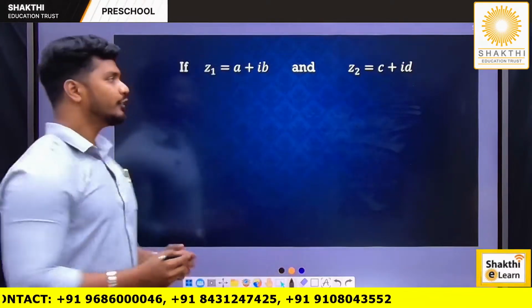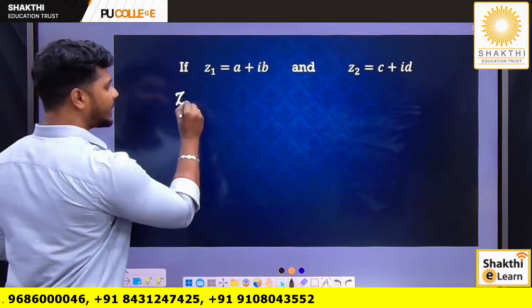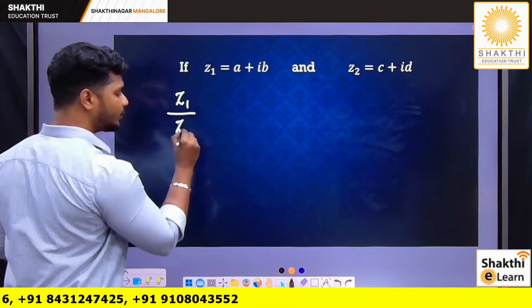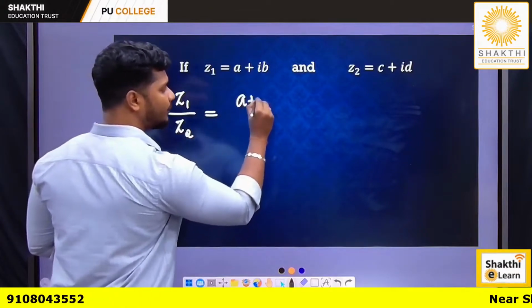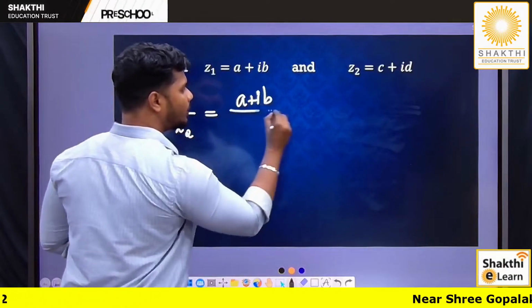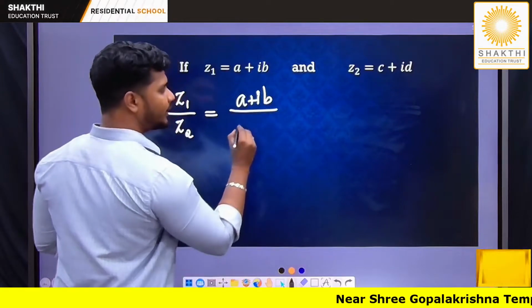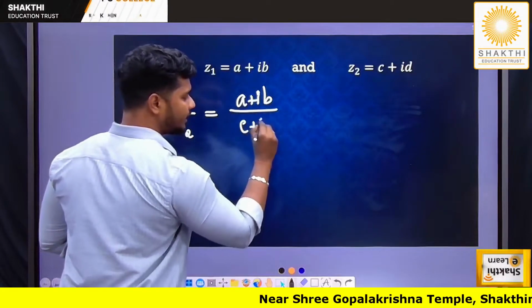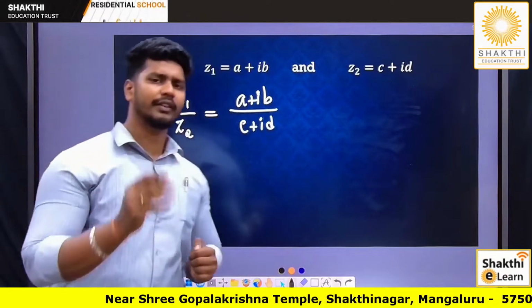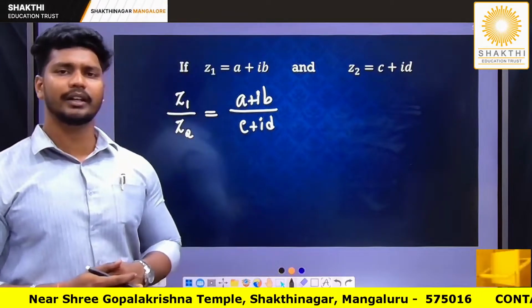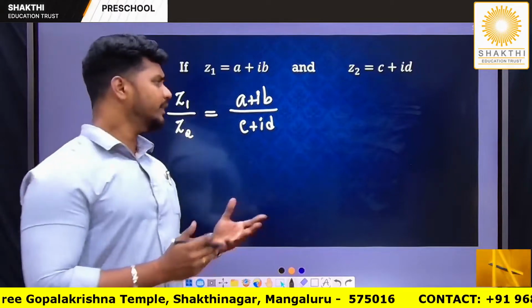The division of two complex numbers, I'll write it as Z1 divided by Z2. Z1 by Z2 can be denoted as A plus IB, that is Z1, upon the second complex number, that is Z2, C plus ID. Now, how do you divide this? We have been very familiar with the method of rationalizing the denominator from our high school. The same thing we are doing.